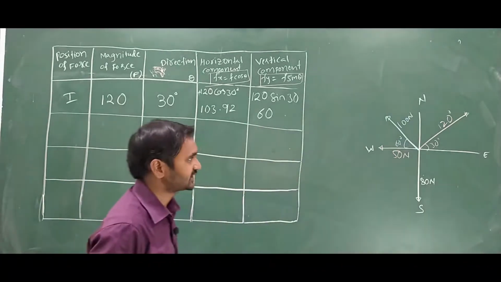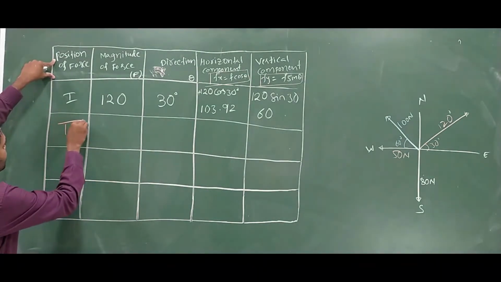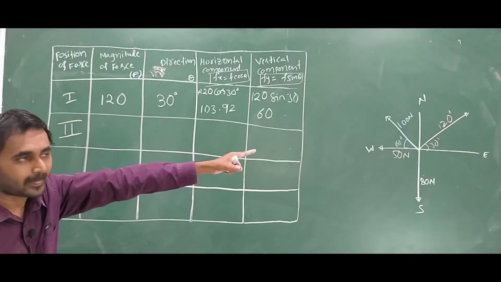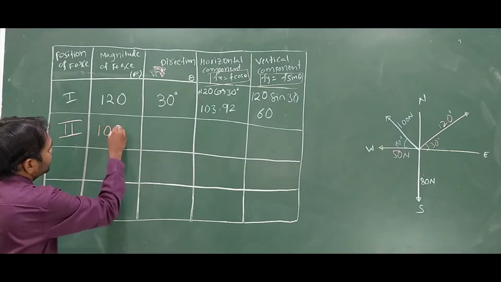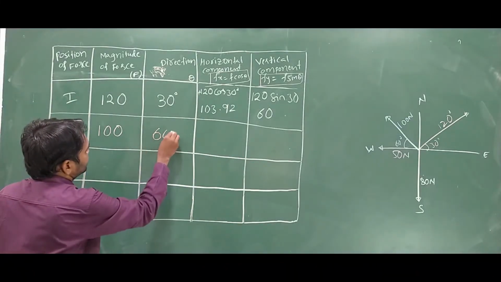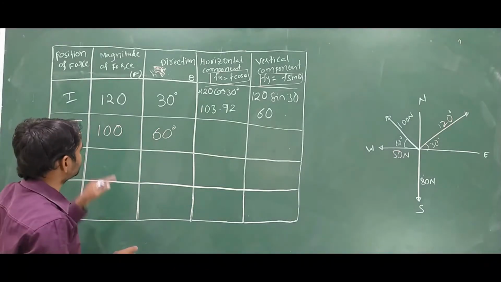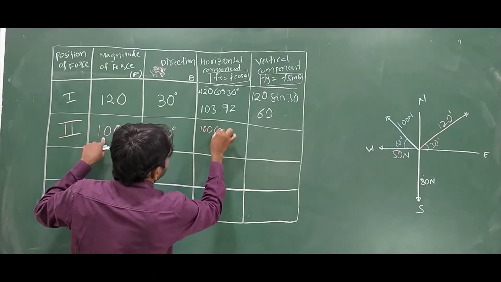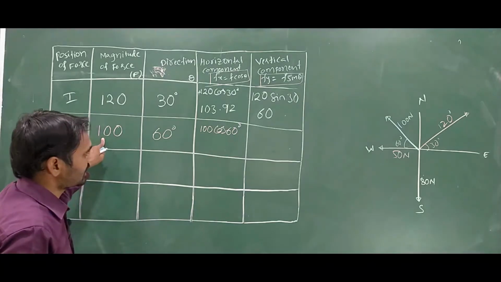Now let us go for the second coordinate. So this is my second coordinate. So the position of force is in the second coordinate. Right? What is the magnitude? 100 newtons. So 100, I am writing over here. Angle or direction, that is 60 degrees. Now resolve that force in the horizontal direction, that is 100 cos 60 degrees.